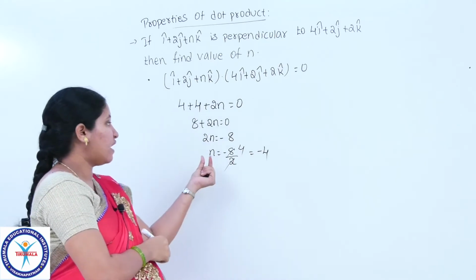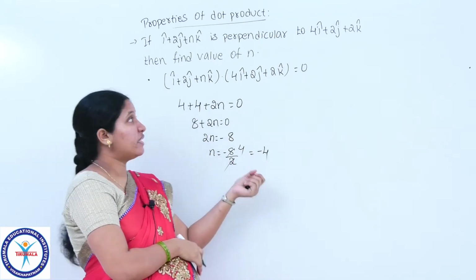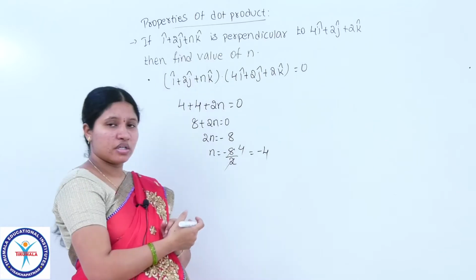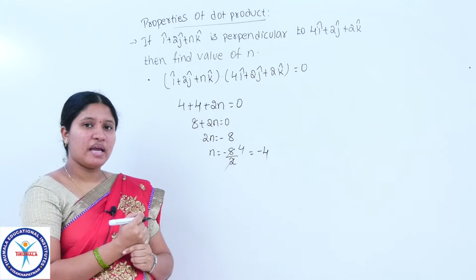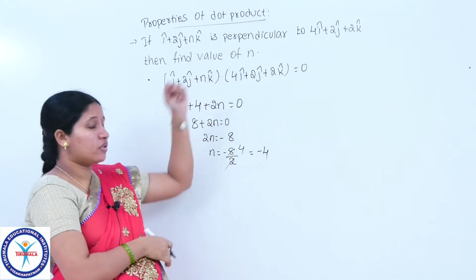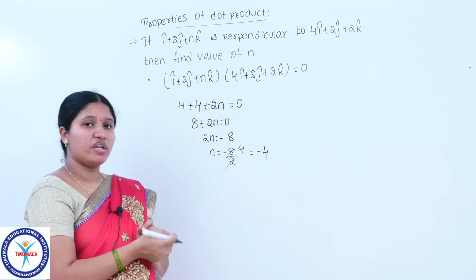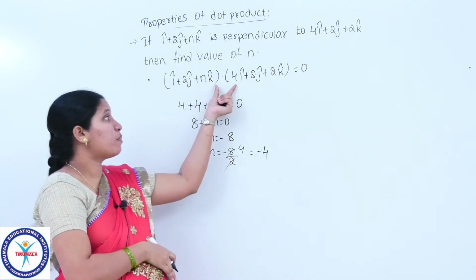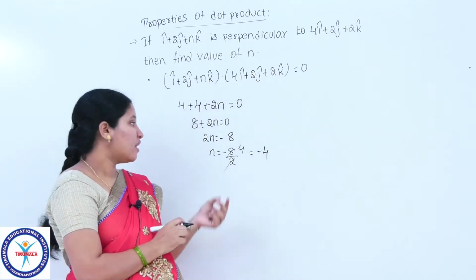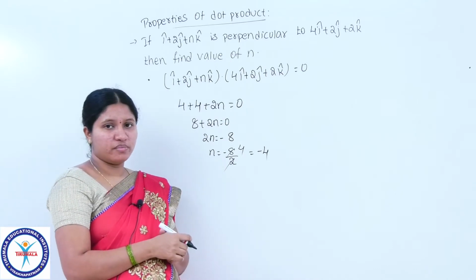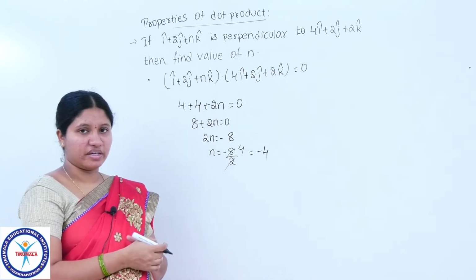So if we take the value of n as minus 4, we can say that the two vectors are perpendicular to each other. So in a question, if it says that two vectors are perpendicular, we have to use the fact that the dot product must be equated to 0. Then we get the value of the unknown terms in the given vectors.